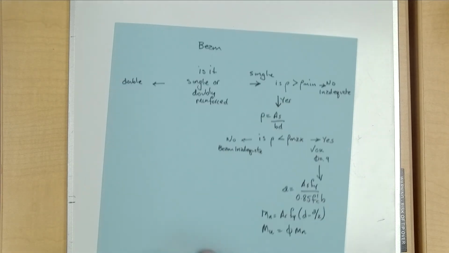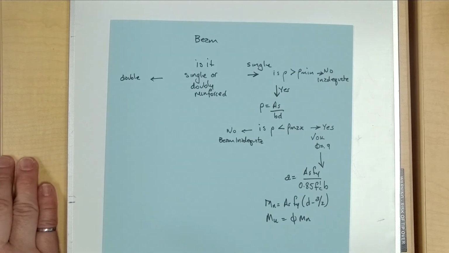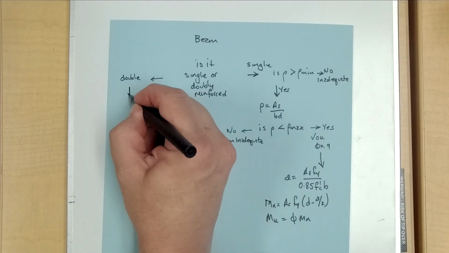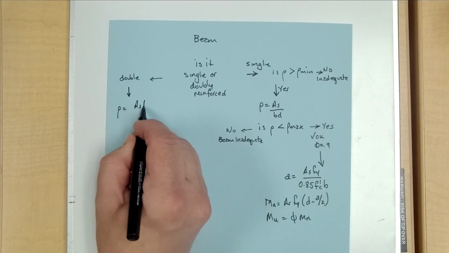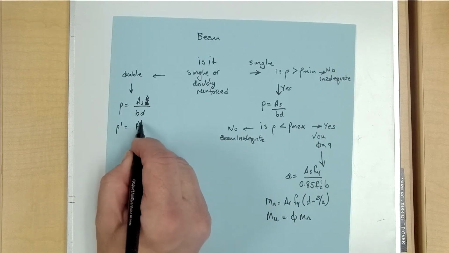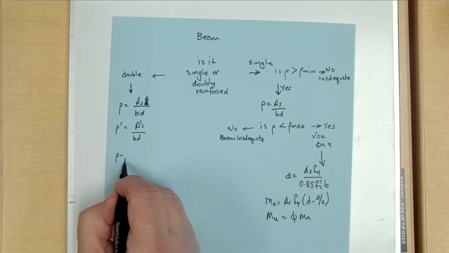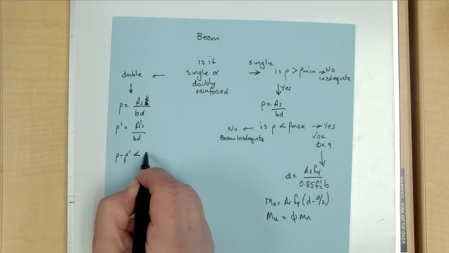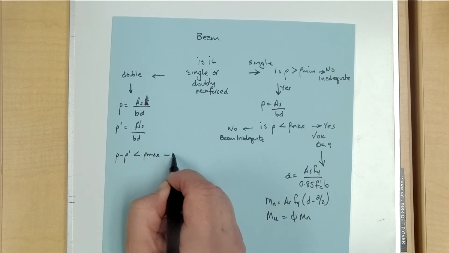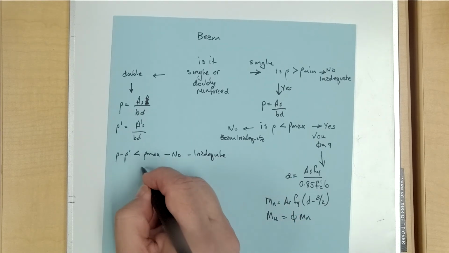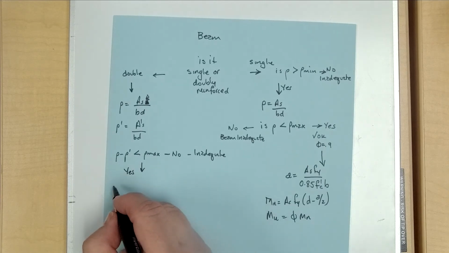Right? Look, see how easy it looks now? Remember when we started? It wasn't so easy. Right? So, doubly reinforced, we check rho is A_s over b d. Rho prime is A prime s over b d. Rho minus rho prime has to be less than rho max. If not, it's inadequate. If yes, then we check.